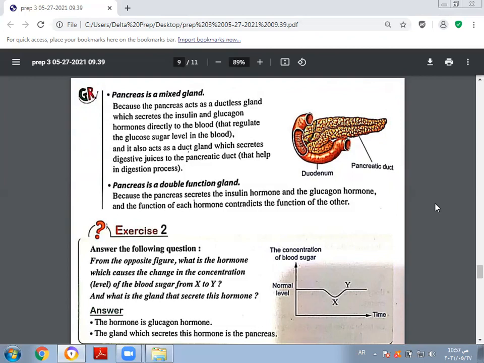And the pancreas also is considered a double function gland because the pancreas, as we mentioned before, secretes the insulin hormone and glucagon hormone, and the function of each hormone contrasts with the function of the other. So the pancreas is a double function gland.